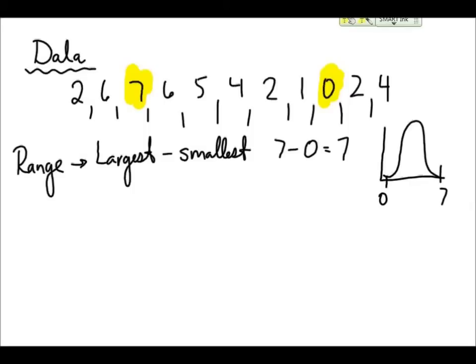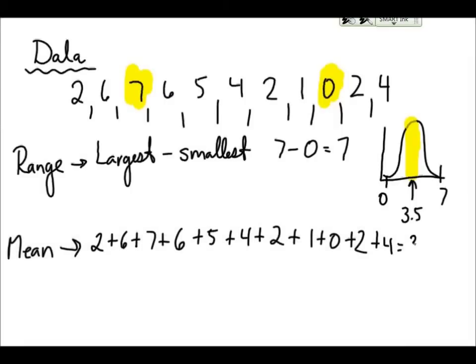So if we think about it, what's going to be in the center? Well, right in the middle then we should have 3.5. So range is an important value because it kind of lets us determine what our mean, median, and mode should be. So let's take a look at mean now.